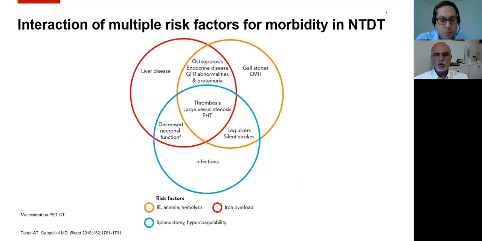And this will show you the interaction of multiple risk factors for the morbidity of NTDT. So the orange circle is the ineffective erythropoiesis, anemia, and hemolysis, iron overload is in the red, splenectomy in the blue, and you would see that most of these complications are due to these risk factors acting together.